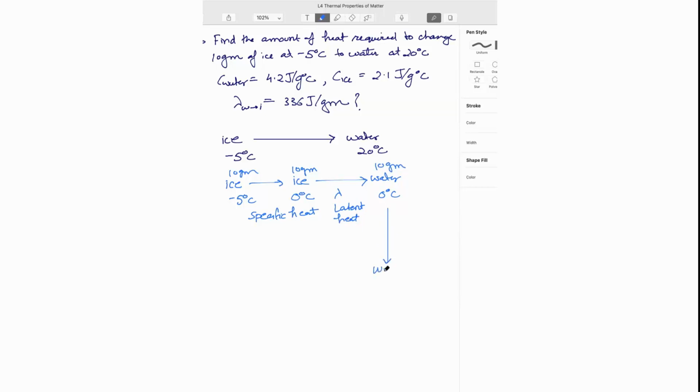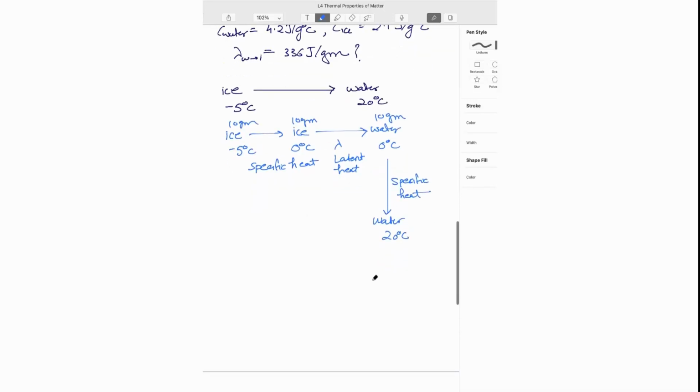So we need water at 20 degrees centigrade. Now again we need a specific heat. Here the heat for the temperature changes I can call as Q S. The phase change I am calling as Q latent. So here we have QS1 and QS2, and that is due to specific heat.